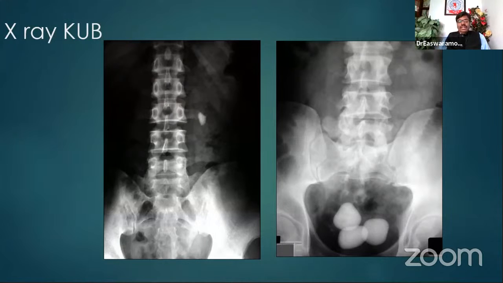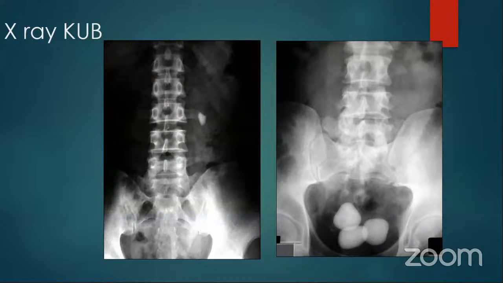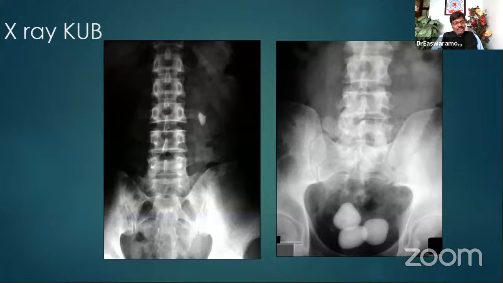Then you tell what the course of the ureter is. Tell me the course of the ureter. That is obviously going to be the next question from the examiner. You have to anticipate the next question. Then you are prepared. So you tell me now, why do you say it is a ureteric stone?